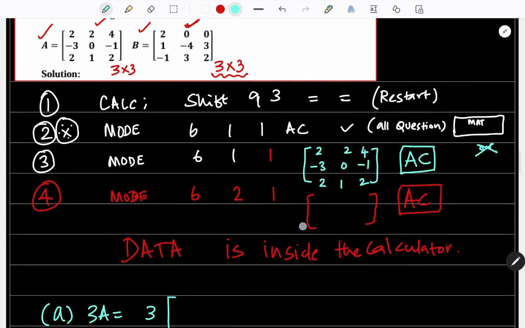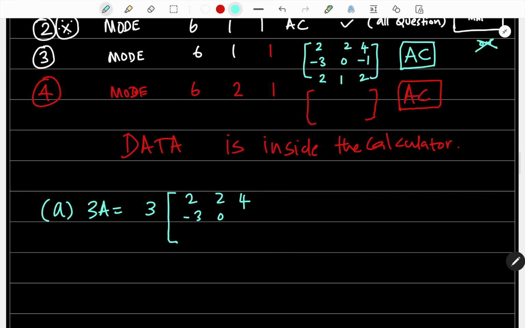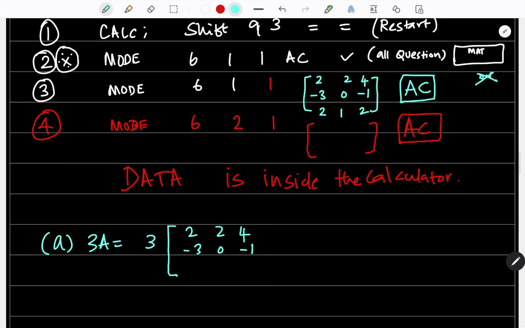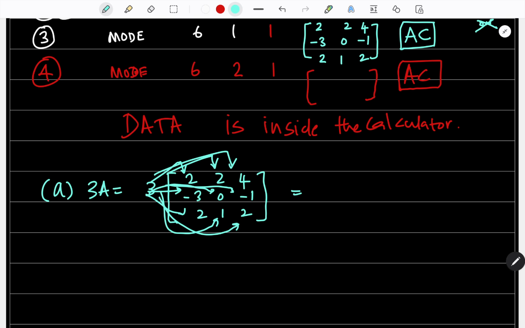So what is A matrix? 2, 2, 4, right? And the second row, minus 3, 0, and then minus 1. The next is 2, 1, 2. Right. So this is equal to, each element is multiplied with this 3. Okay. Each one is multiplied. Keep in your mind, each one is multiplied.